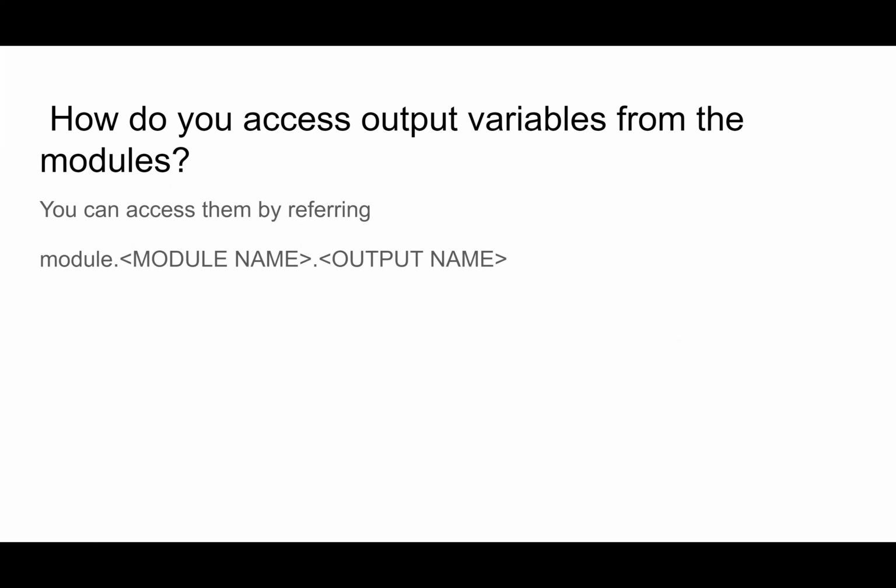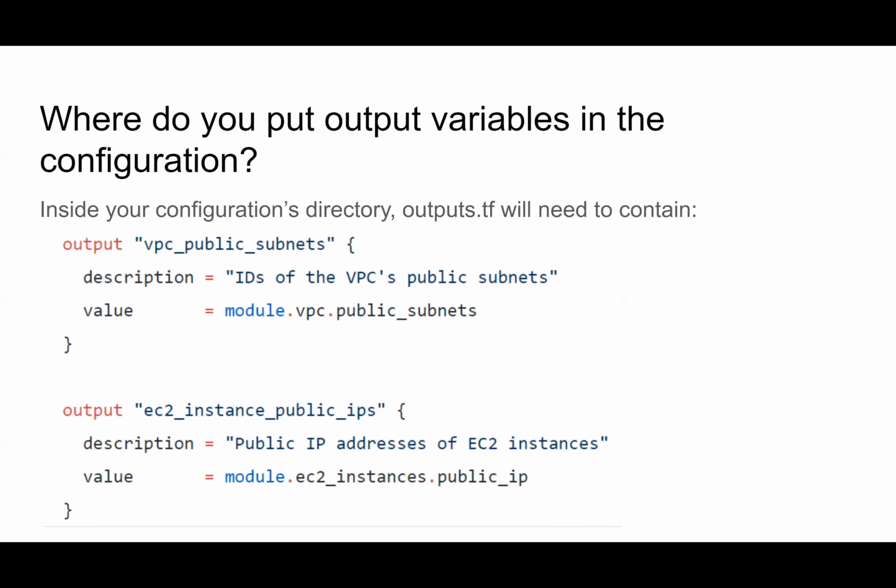How do you access output variables from the module? We just use module, then the name, dot, output name. Where do you put output variables in the configuration? Inside your configuration's directory, you have an outputs.tf file, and it'll need to contain those output variables. In this case, we have an output variable called VPC subnets that returns the value of module.vpc.public_subnets.